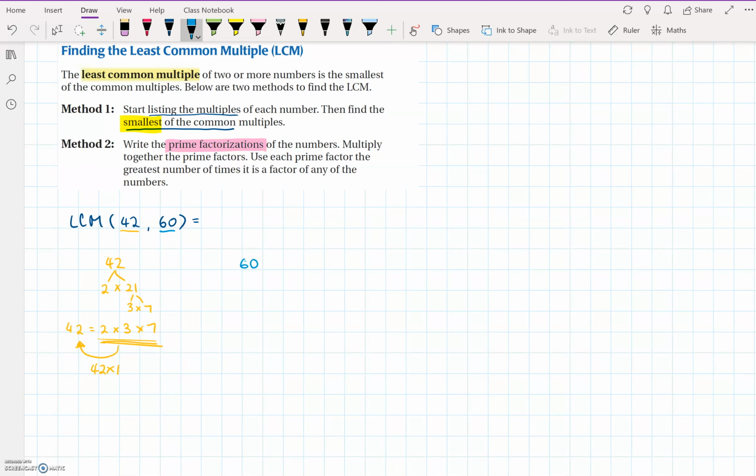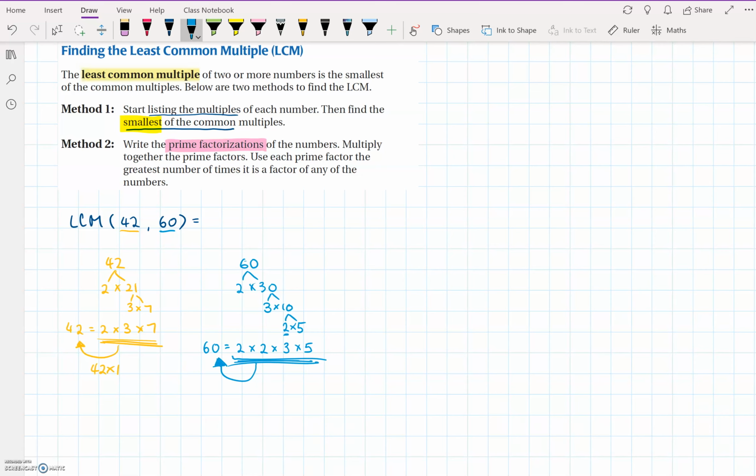Now let's do prime factorization of 60. We have 2 times 30. We can do 3 times 10, and 10 can be split into 2 times 5. The factors that multiply into 60 are 2 times 2 times 3 times 5. This is the minimum amount of factors we need in order to get a multiple of 60.